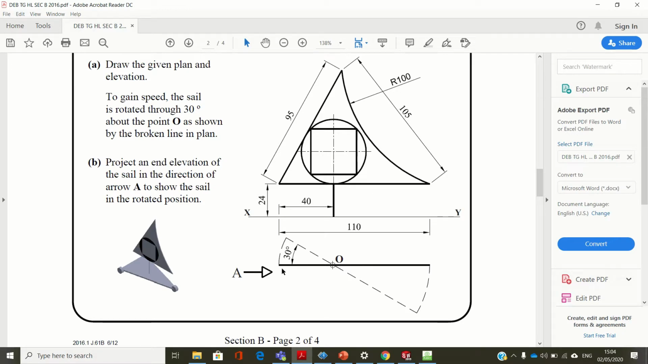We have to draw that. We have to draw the plan view in the black line there, and then it's rotated into this dashed line position. So part B: project an end elevation of the sail in the direction of arrow A, to show the rotated position. Now you don't have to include this here at the base.